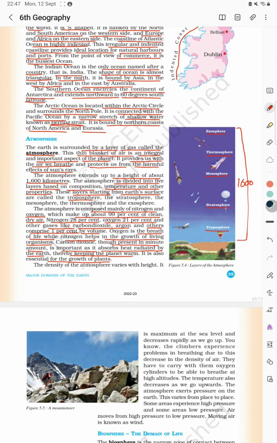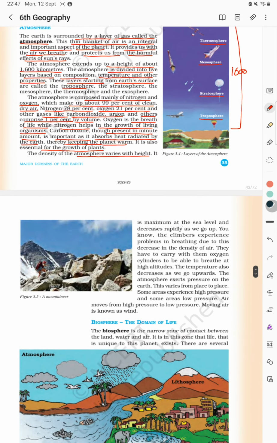The density of atmosphere varies with height. Density is maximum at the sea level and decreases rapidly as we go up. So climbers experience problems in breathing due to this decrease in density of air. So they have to carry with them oxygen cylinders to be able to breathe at high altitudes. The temperature also decreases as we go upwards.